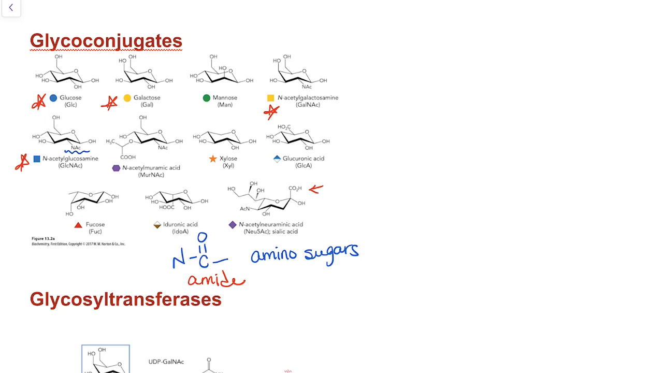Other derivatives that you'll see, carboxylic acid sugars will have, so I have an arrow pointing to that carboxylic acid on the N-acetylneuraminic acid, where we have that oxidized first carbon as a carboxylic acid.